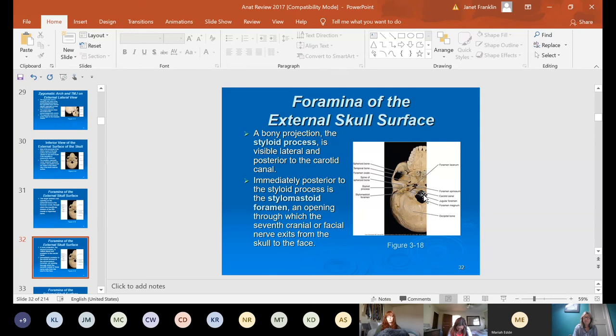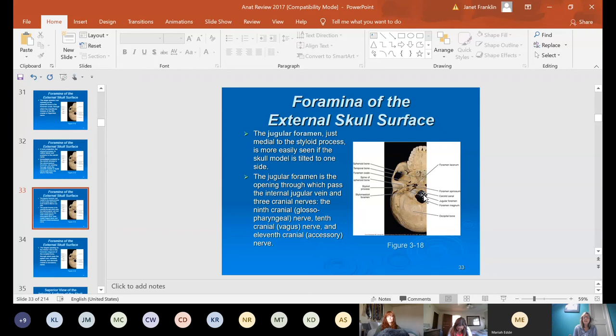The jugular foramen is medial to the styloid process and is more easily seen if the skull is tilted to one side. So you kind of have to look to the side of the bone to see the jugular foramen. It's the opening through which the internal jugular vein and cranial nerves 9, 10, and 11, the glossopharyngeal, vagus, and accessory nerves, pass through. So there's a lot of activity going on through the jugular foramen: the internal jugular vein, and also three cranial nerves, 9, 10, and 11.